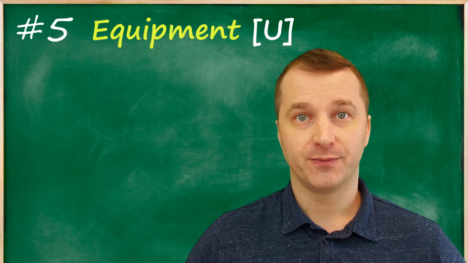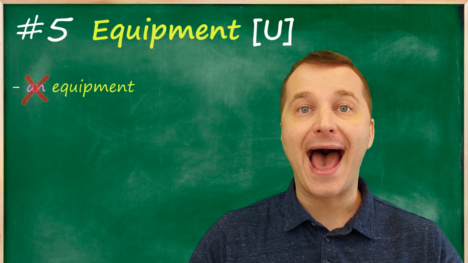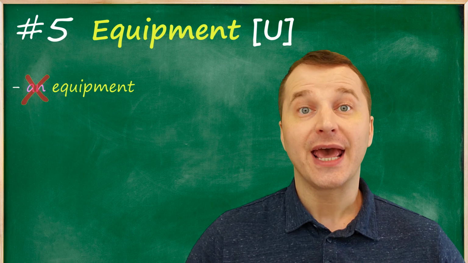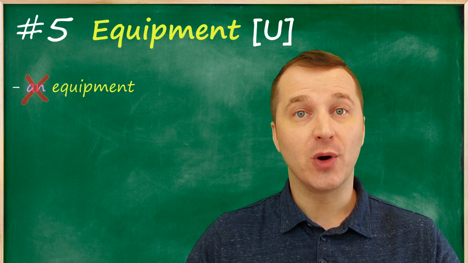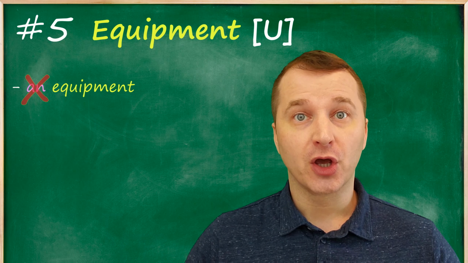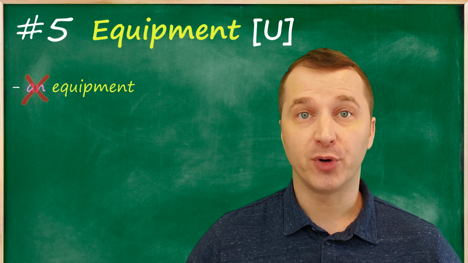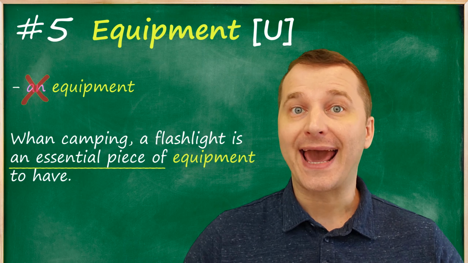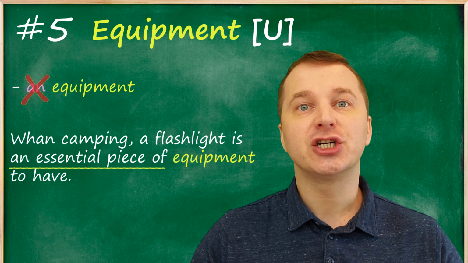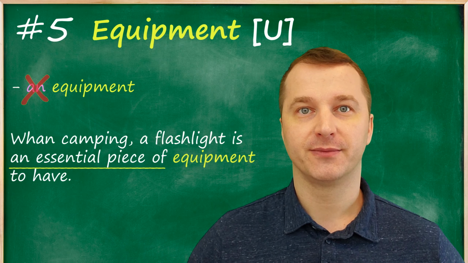In addition, you should never say an equipment. If you want to talk about equipment in the singular, you should say a piece of equipment. For example, when camping, a flashlight is an essential piece of equipment to have.